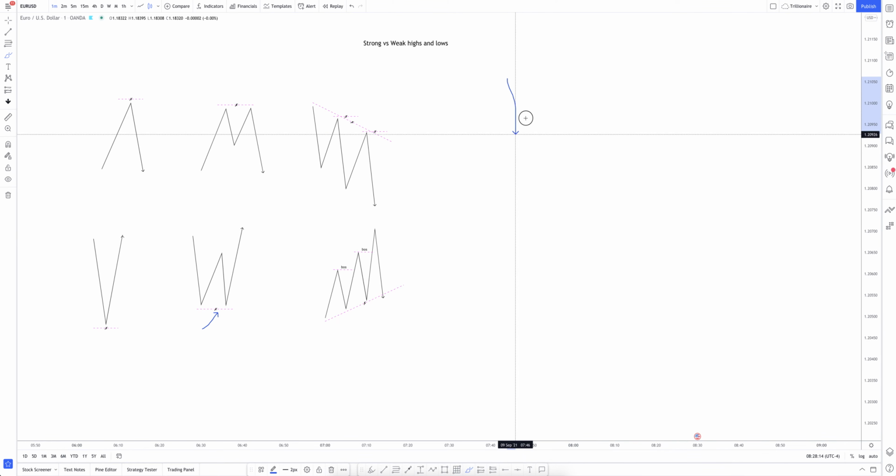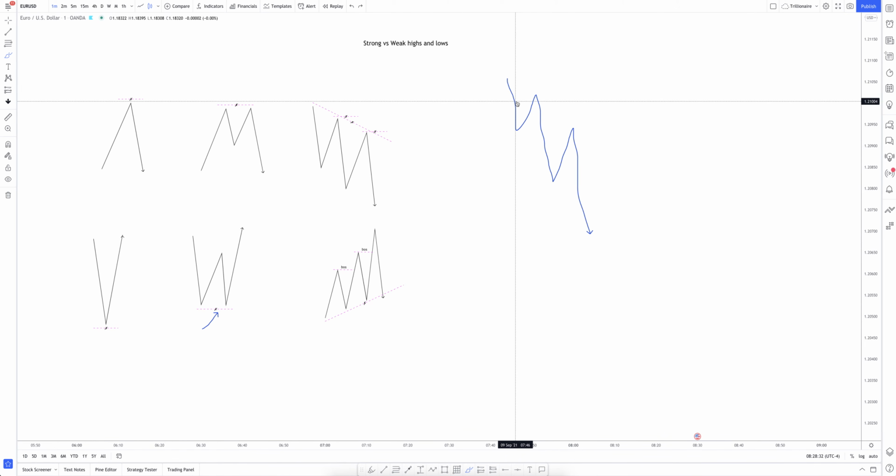When price is trending within a downtrend, what do you guys think is actually strong? Do you think the lows are strong, or do you think the highs are strong? All right, let me know what you guys think. I'm going to give you guys like 3 seconds to answer that. 1, 2, 3. Okay, hopefully you said that the highs are strong.